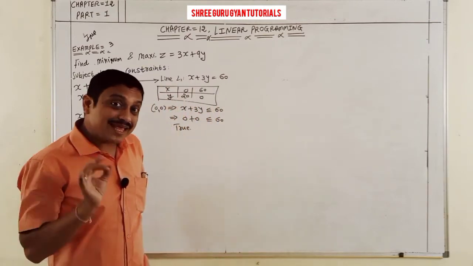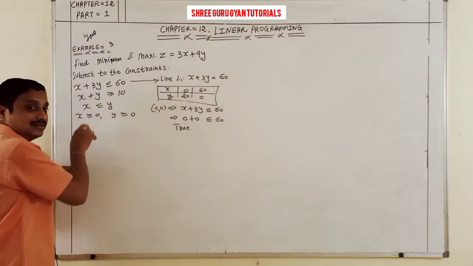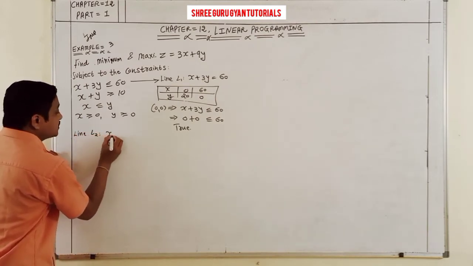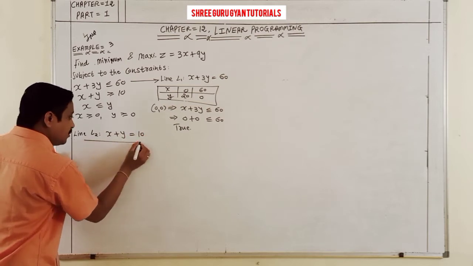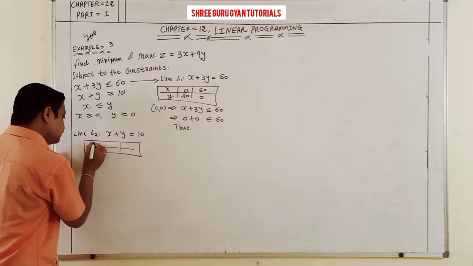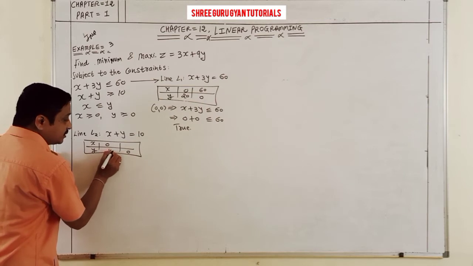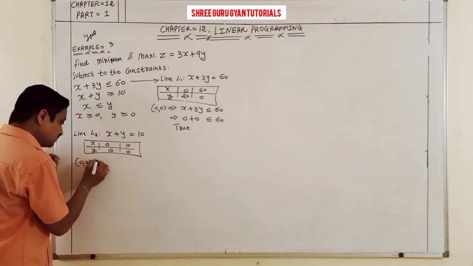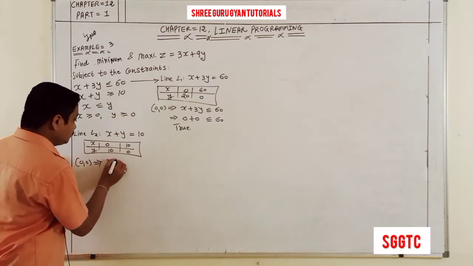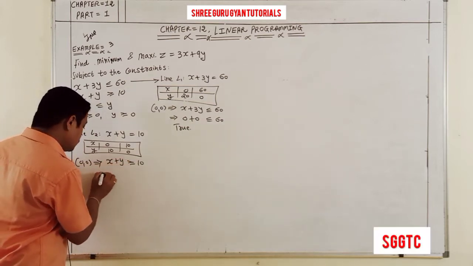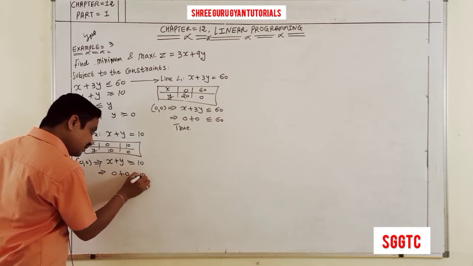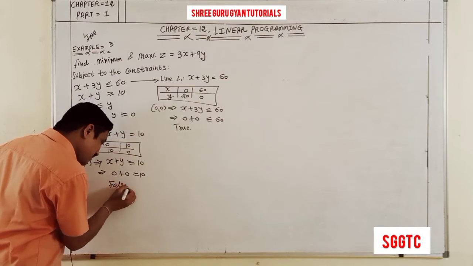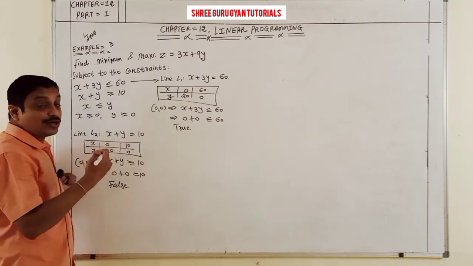Now I will go to the second line in the same way. So line L2: x plus y is equal to 10, and same going to simple table: x 0, y 10, but y 0, x 10. And here also I will check at 0, 0. So very easy, x plus y greater than or equal to 10. So 0 plus 0 greater than or equal to 10, but 0 is never more than 10, it is false. That's why your graph is not towards the origin.